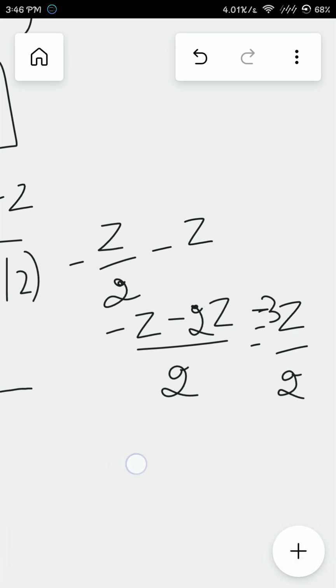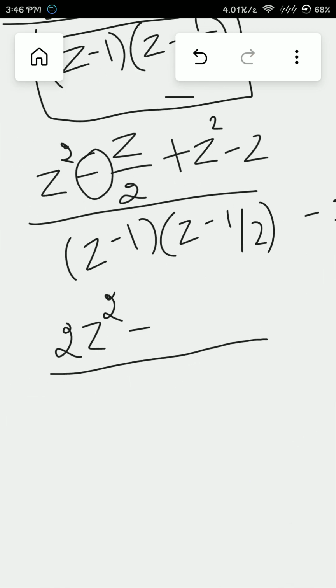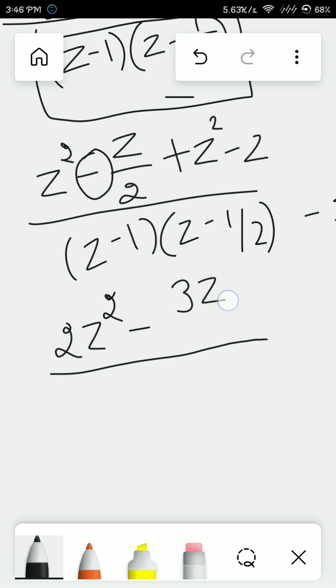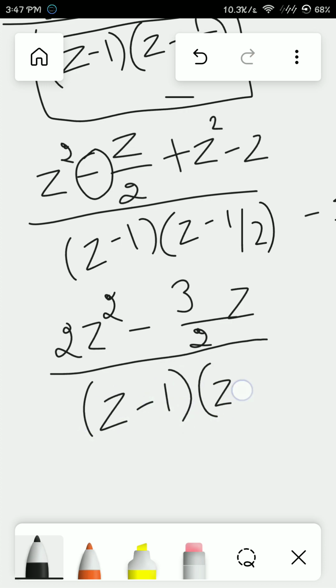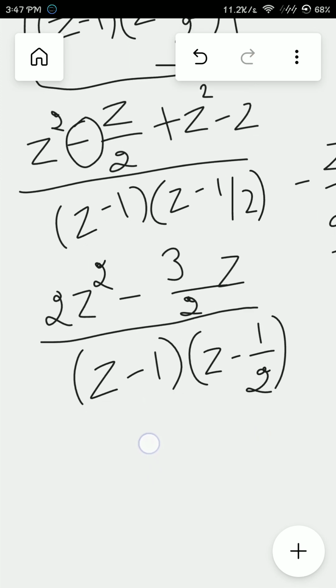And then we are going to write that over here, right? That is 2z square minus 3z by 2, or you can write it as 3 by 2z. Then that is divided by z minus 1 into z minus 1 by 2, right? So next I'll push it down.